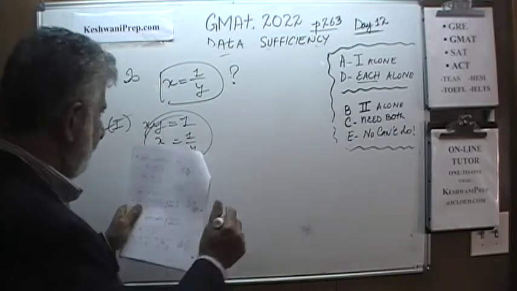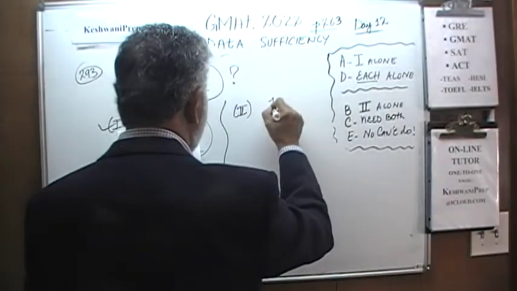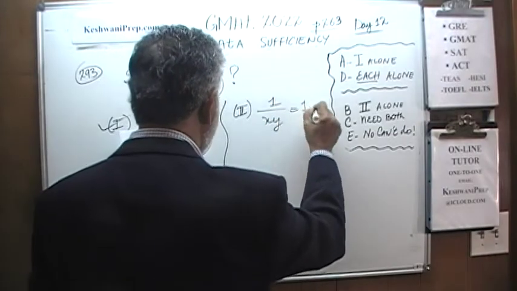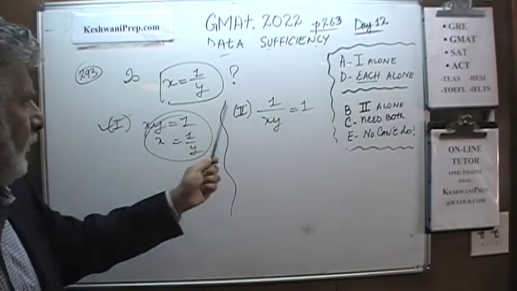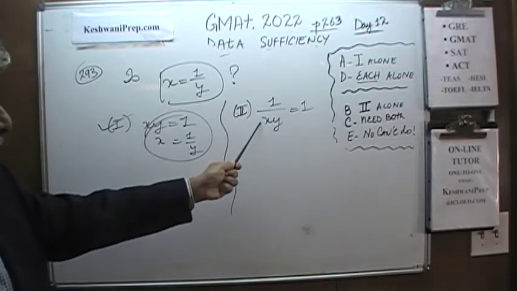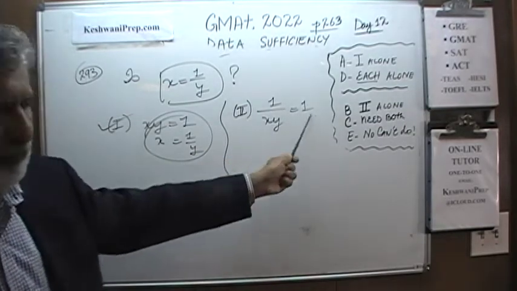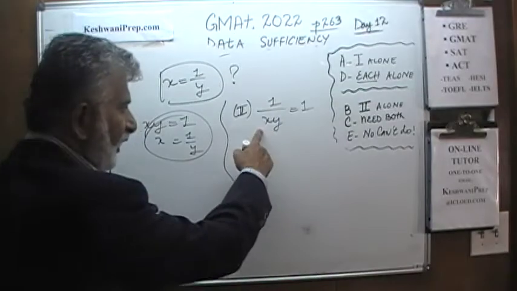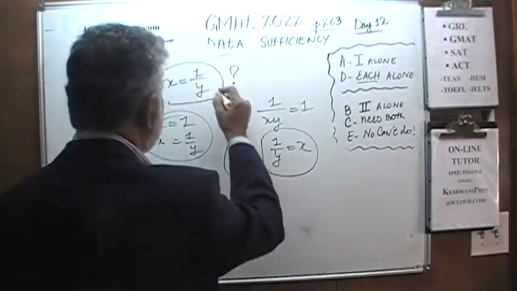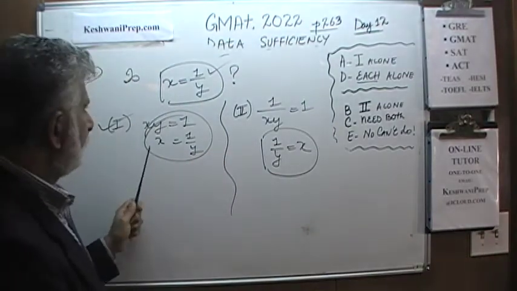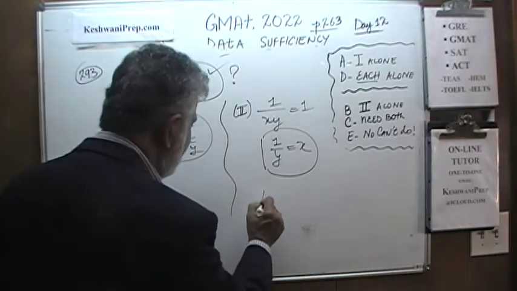Let's look at the second statement. The second statement tells us that 1 over x times y is equal to 1. Again, we want x by itself, so multiply both sides of the equation by x. The x is going to drop out here, and we'll end up with 1 over y is equal to x, which is exactly what this is. So, is x equal to 1 over y? The answer is yes.